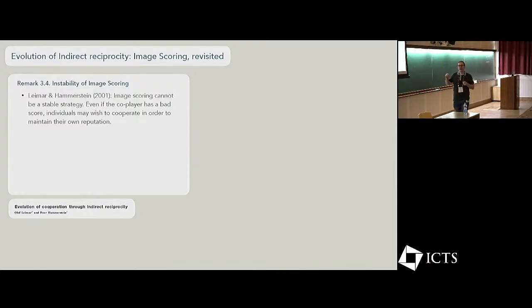The reason is that image scoring requires me, if I encounter someone who has a bad reputation, to defect against that person. But by doing so, I harm my own reputation. And if my reputation is already close to the other people's threshold, I wouldn't want to defect against a bad person because that would hurt my own reputation. So image scoring itself is not stable. If Novak and Sigmund allowed for other strategies that also take into account their own current reputation, these strategies could possibly invade. For example, a better strategy than image scoring is to do image scoring, but if you realize that your own score is really close to the other people's K, you cooperate anyway.